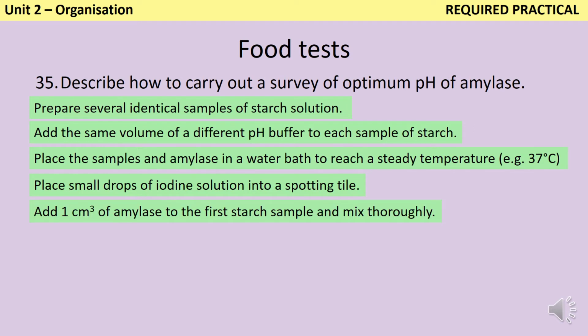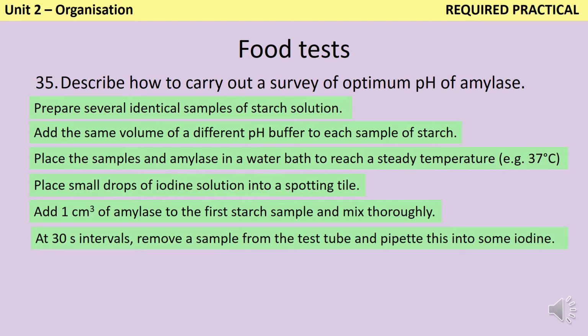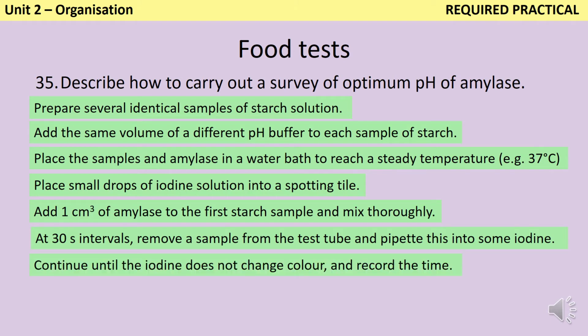At regular intervals, say 10 seconds or 30 seconds or 1 minute, you need to remove a sample from the test tube and pipette this into some of the iodine in the spotting tile. If there is still starch in the sample, then the iodine will turn blue-black. If all the starch in the sample has gone because it's been digested by the amylase, then it will stay orangey-brown.